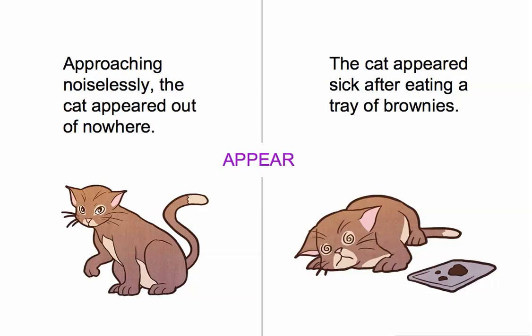Appear, approaching noiselessly. The cat appeared out of nowhere, compared to the cat appeared sick after eating a tray of brownies. First example, the cat is arriving. He's coming onto the scene. He's appearing actively. In the second sentence, he's being described. He looked sick. He was sick. The predicate adjective sick links back to the subject of the sentence, cat.